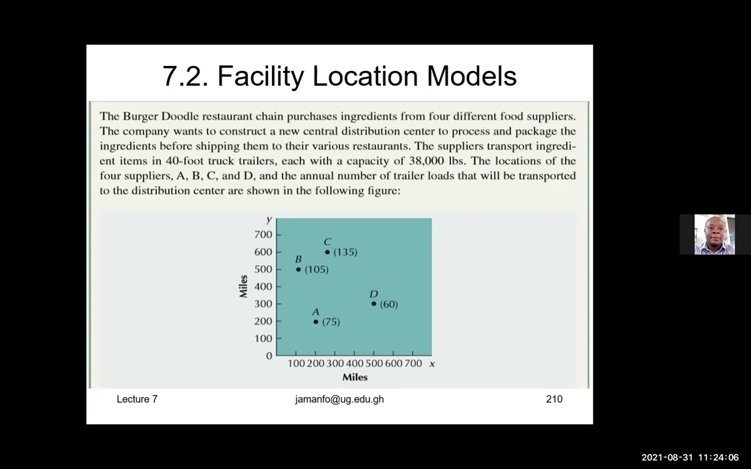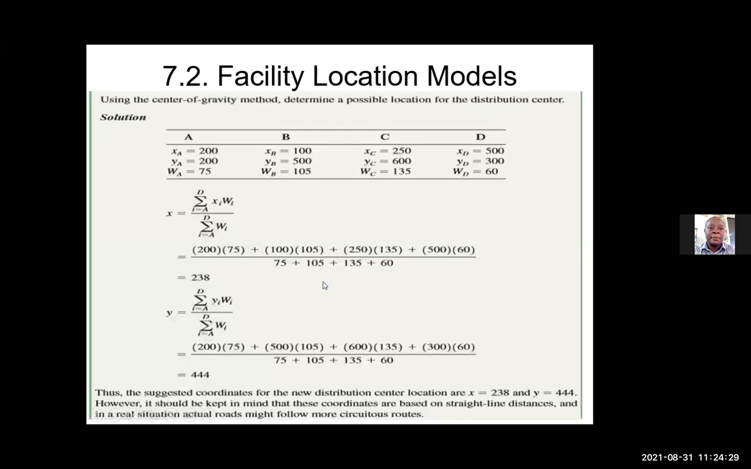So the area with the heavy resources being moved pulls, the gravity there is high, so it pulls the location closer to them. And that's why you have it coming close to these two locations. But it's important for you to understand something here. So that's what we have here, X equal to 238, Y equal to 444.